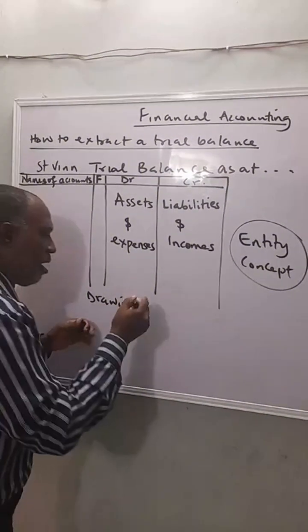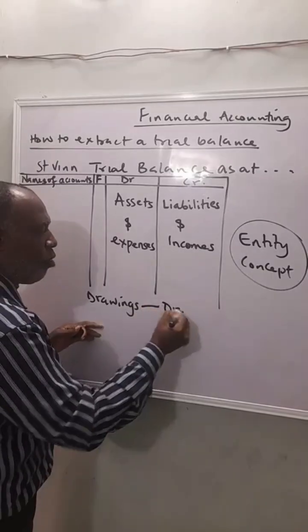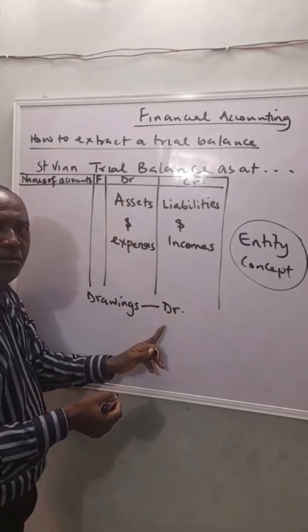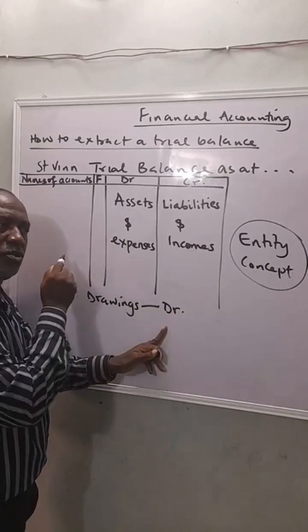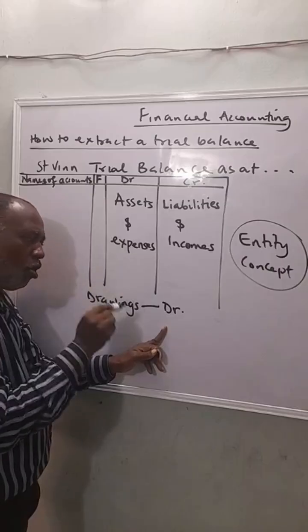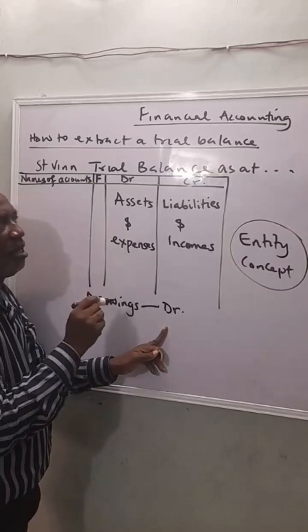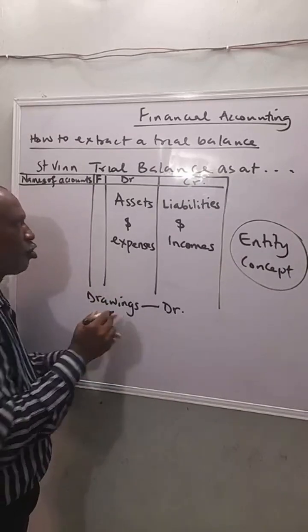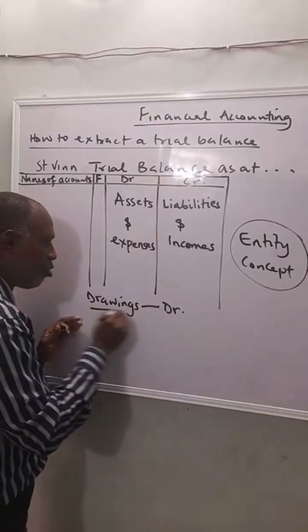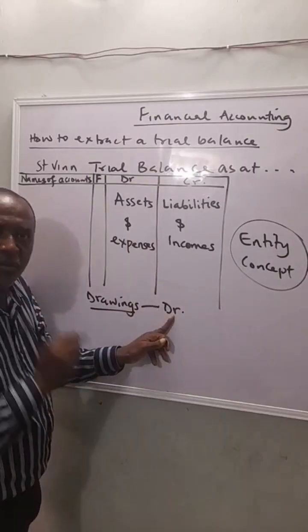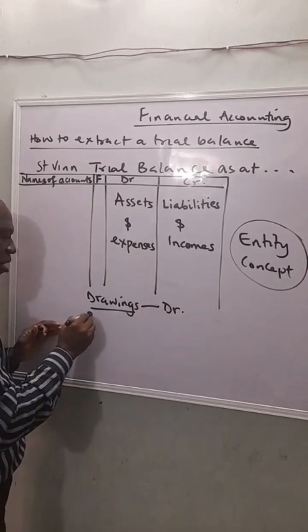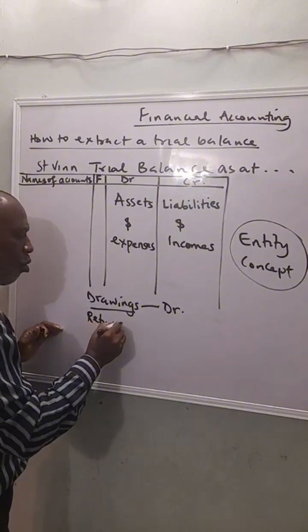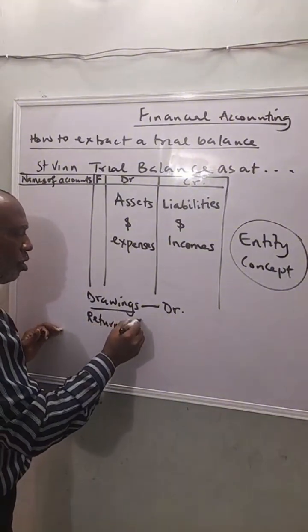And drawings has a double entry. It's always debited to the trial balance and credited to the cash book. Drawings always debited to the trial balance and credited to the cash book. So when you're preparing a trial balance and you see drawings, it will go to the debit side of the trial balance. Another one to remember is what we call returns.